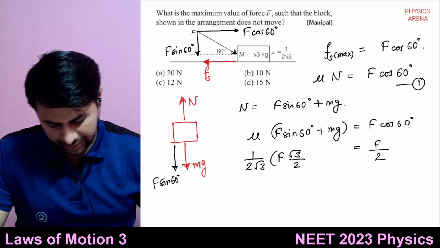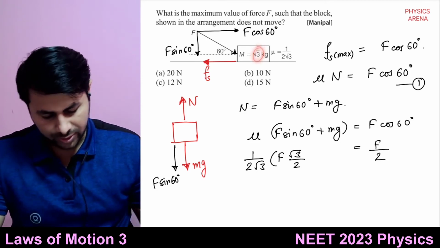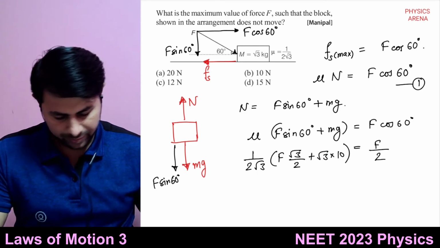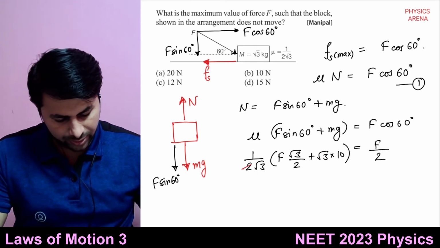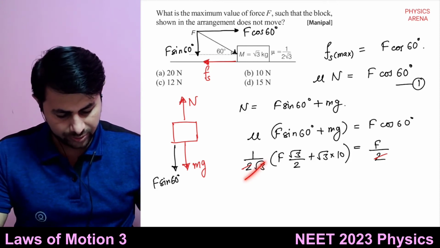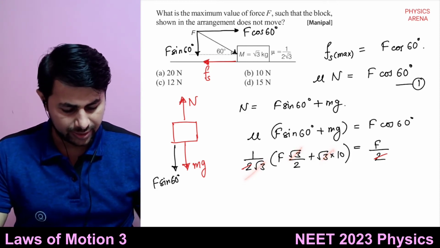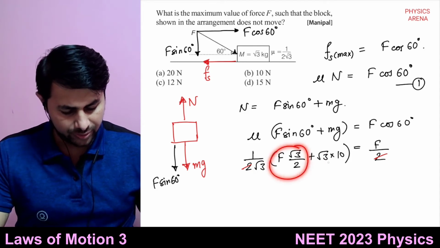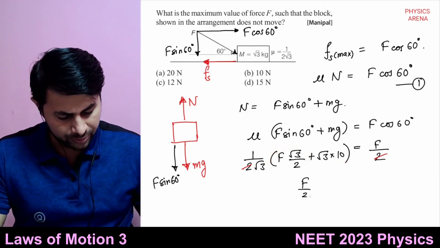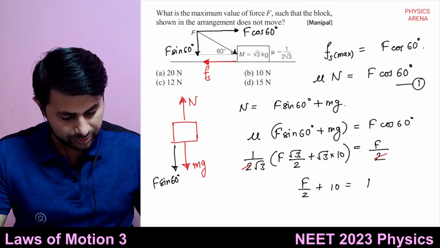And what is the mass? Mass is root 3. So root 3 multiplied by g is 10. Okay, so this 2 and this 2 get cancelled. Then we can divide by root 3, so this root 3 and this root 3 will get cancelled. So we have F by 2 plus 10 on left hand side. So F by 2 plus 10 is equal to F.